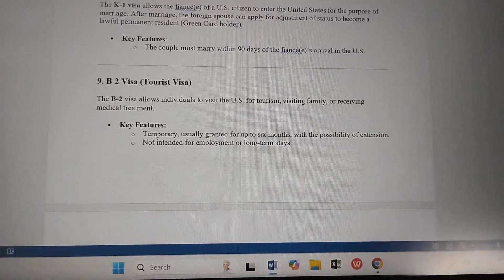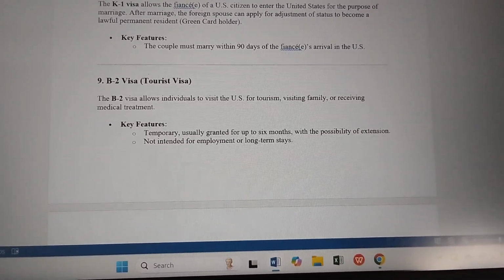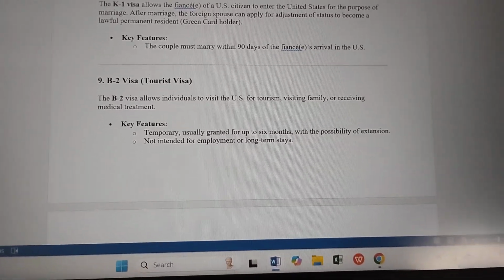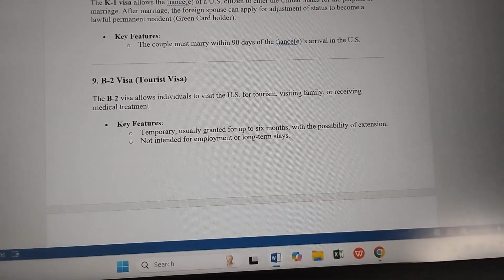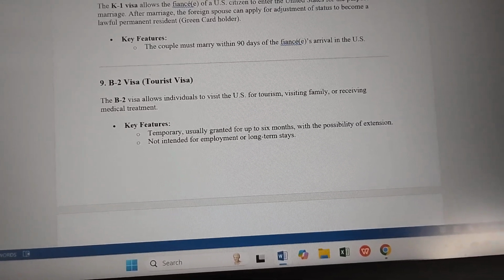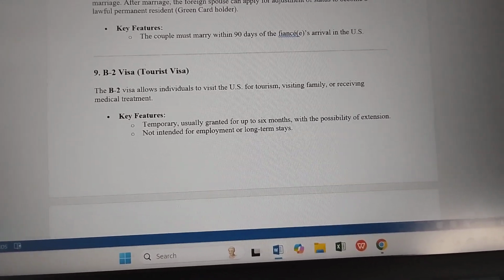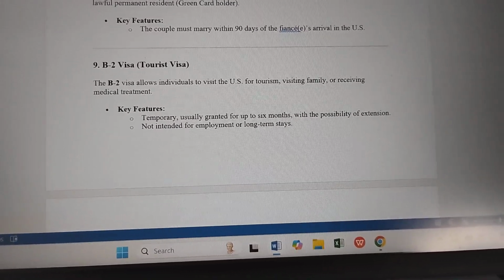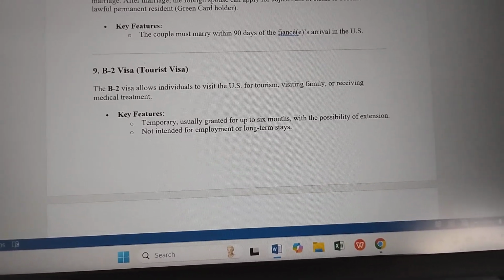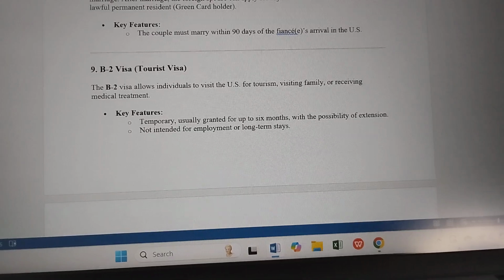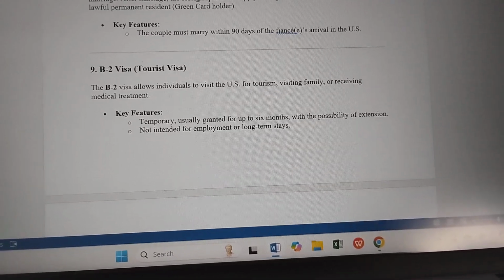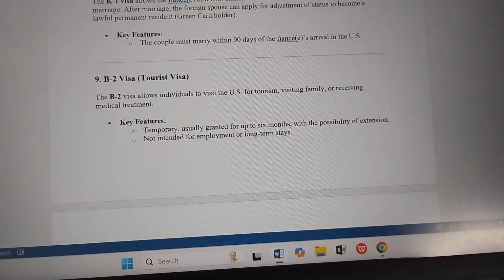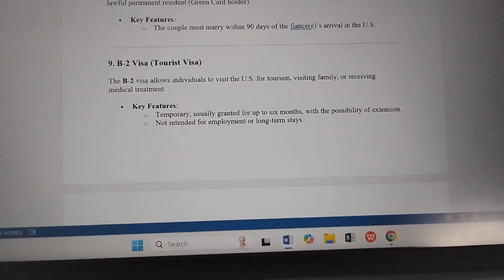B2 visa. This one is meant for tourists. It is a tourist visa. If you're coming to Minnesota to look at, let's say, the lakes within Minnesota. By the way, Minnesota has more than 10,000 lakes, that's why it is called the land of 10,000 lakes. Then maybe you're just coming to see the magnificent Mall of America in Minnesota. Maybe you're coming to visit tourist attraction sites in America. And then you're using what you're calling what?